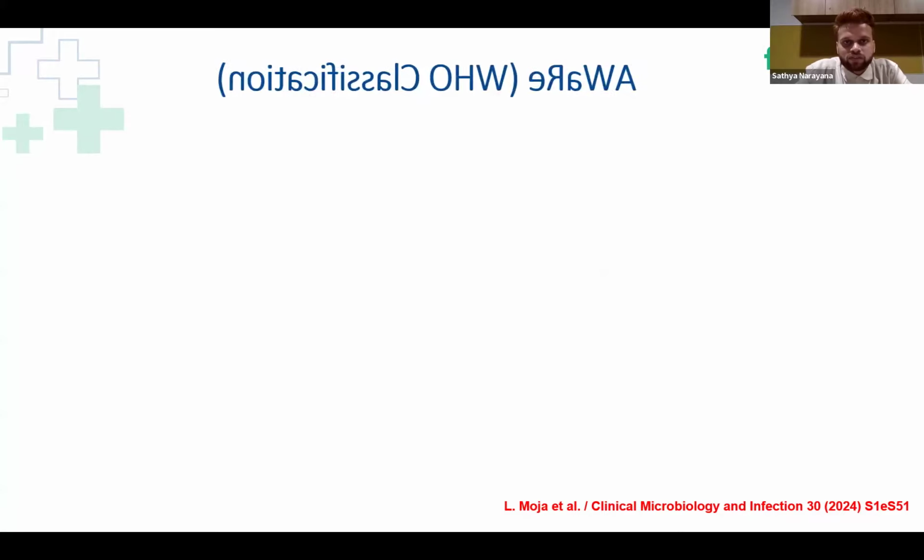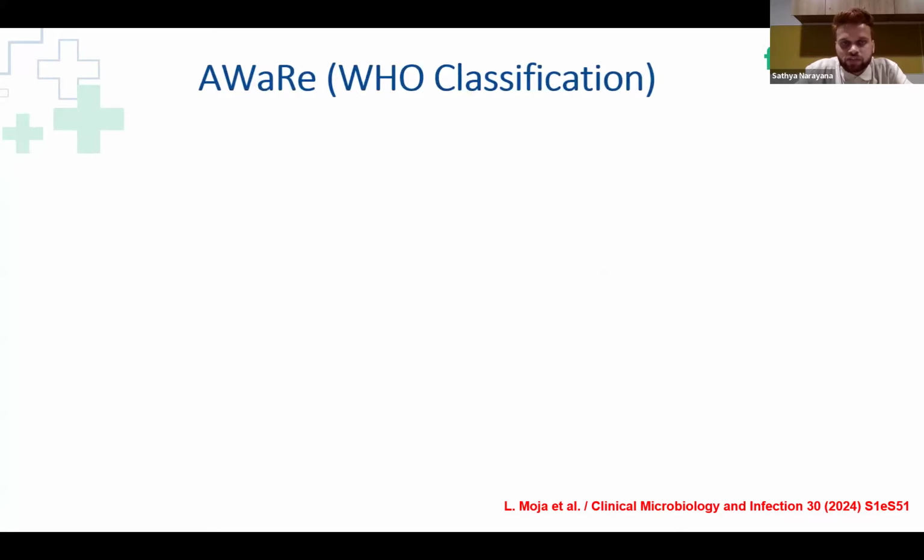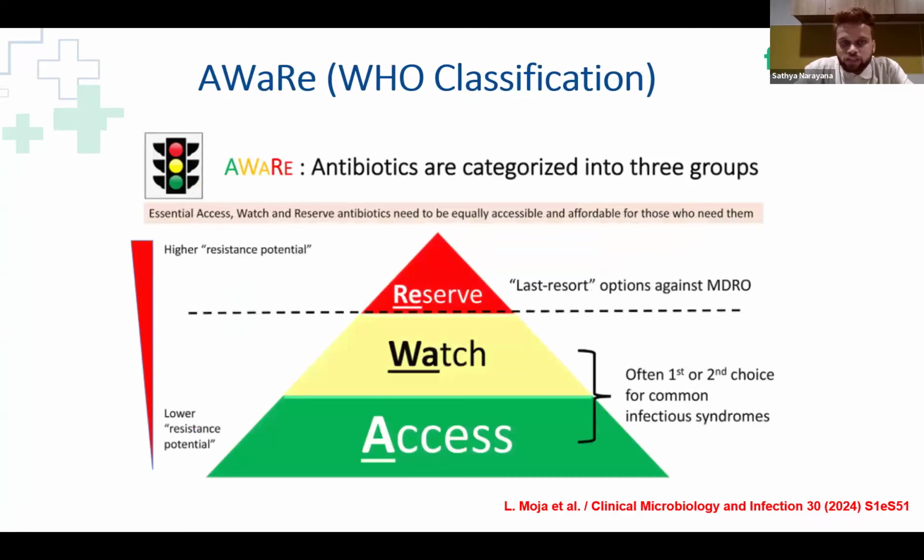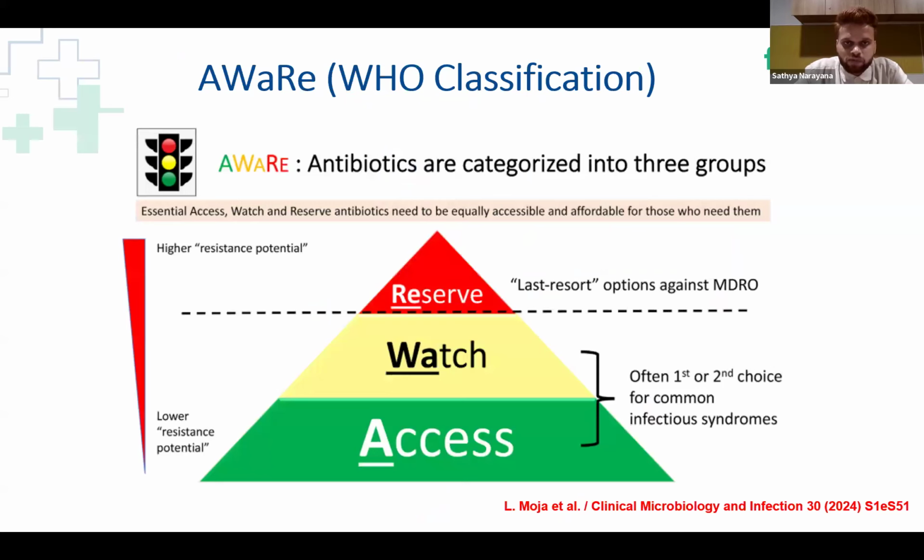First, let us start with the antimicrobial AWARE classification proposed by WHO. As per WHO, the list of antimicrobials was categorized into three categories: access group, watch group, and reserve group. The access and watch groups act as first and second line drugs for treating infections. They have the benefit of a lower chance of developing resistance, so that's why we start with these.